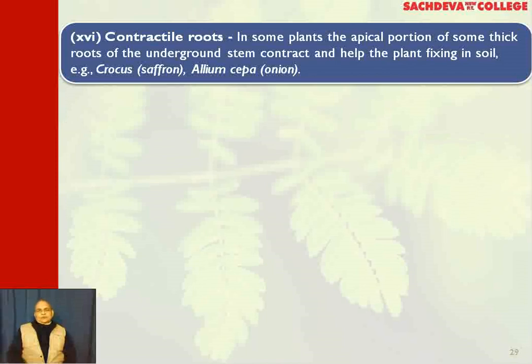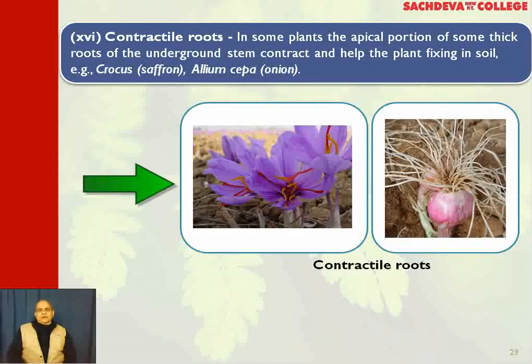Contractile roots. In some plants, the apical portion of some thick roots of the underground stem contracts and helps the plant in fixing in the soil. Examples are Crocus, that is saffron, kesar, and Allium cepa, that is onion. Here you have the flowers of Crocus, and another picture shows the onion showing the contractile roots.